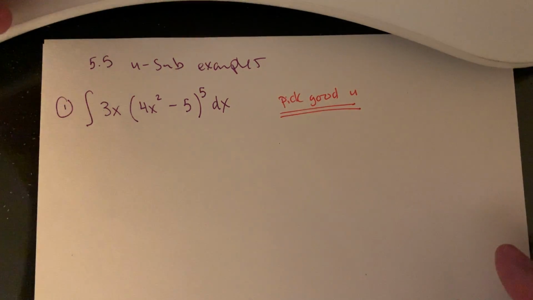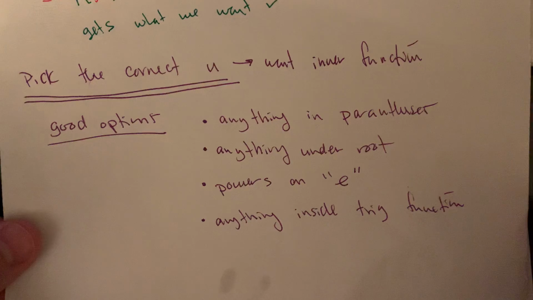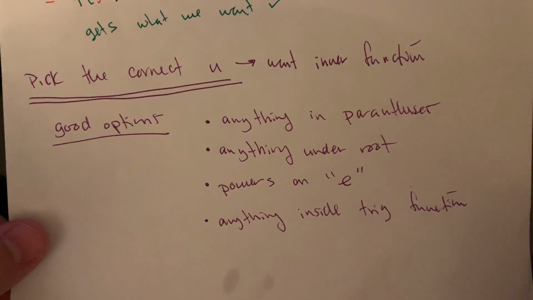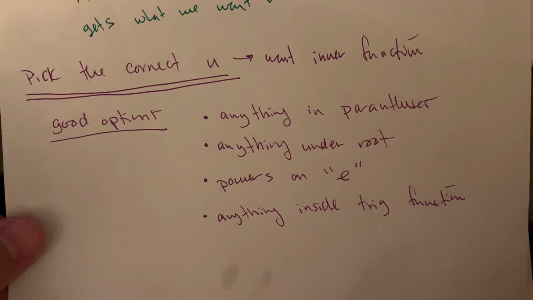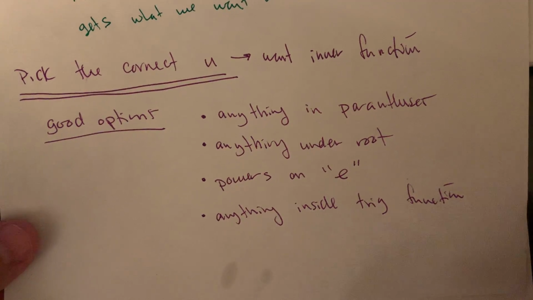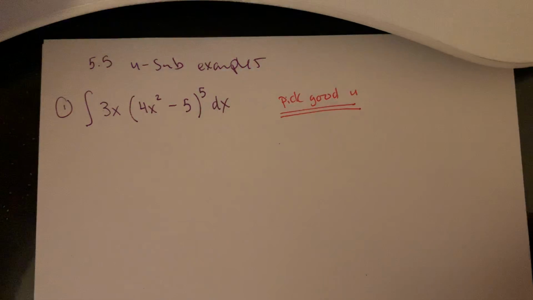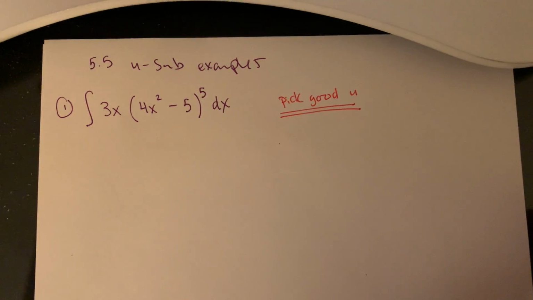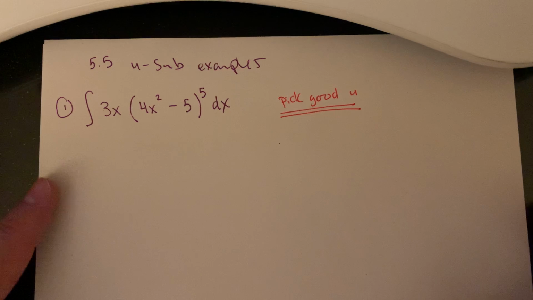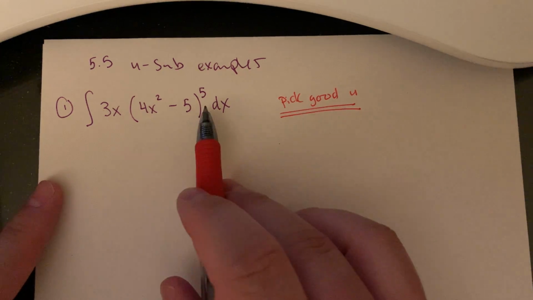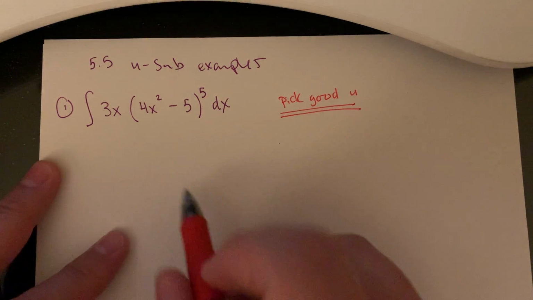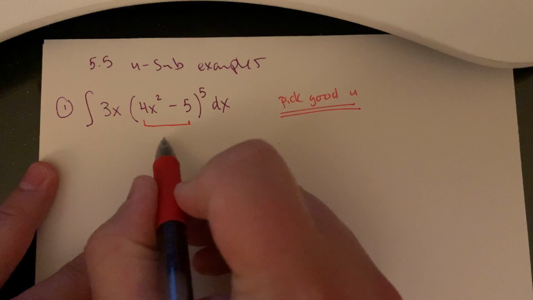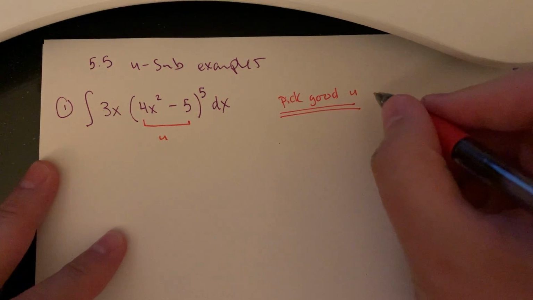What do we want to pick as our U? The things that I wrote down in the last video include anything in parentheses, anything under a root, any powers on an e variable, or anything that's inside a trig function. The inner stuff in the trig function would in some sense be in parentheses, so the parentheses is kind of a giveaway in any of those cases. No trig here, no e's, but we definitely have parentheses. So this is 4x squared minus 5 raised to the 5. What I want to pick is the stuff in the parentheses, just this 4x squared minus 5.